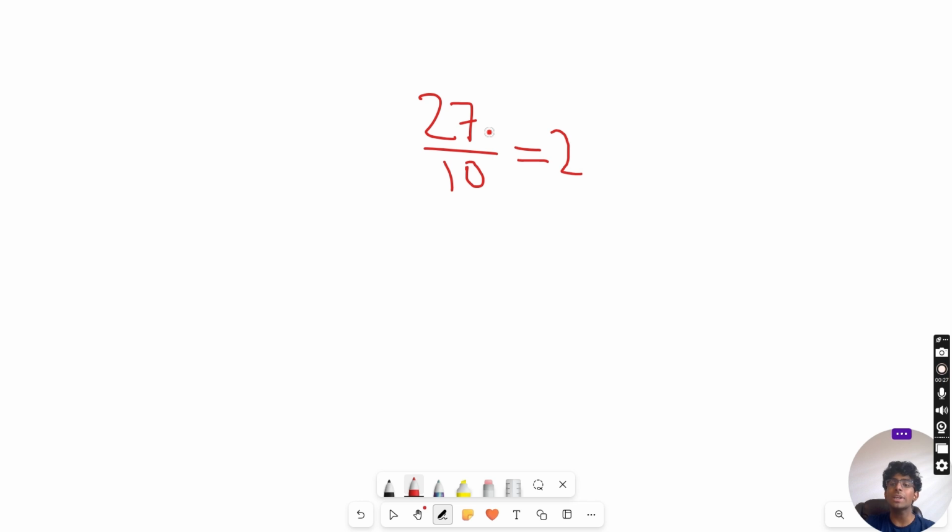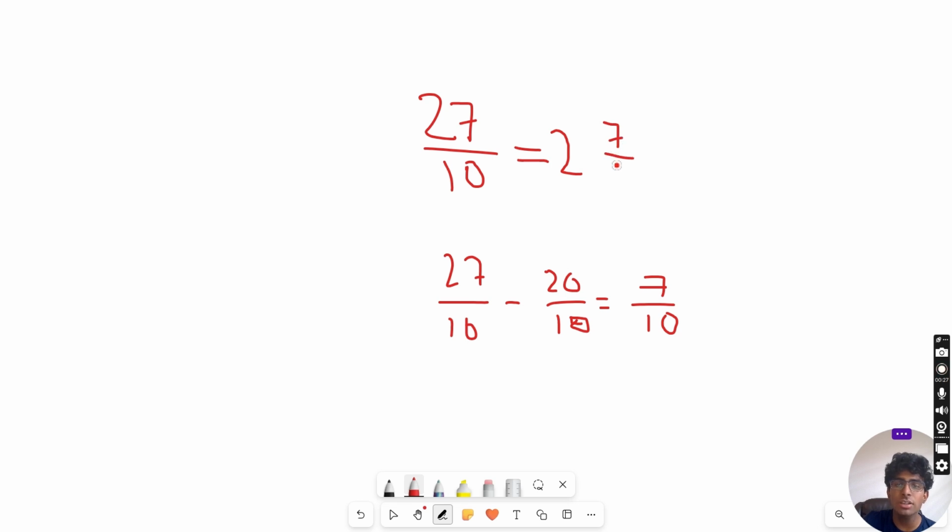So now, how do we get the proper fraction? Well, we just took out 2, right? 2 is the same thing as 20 over 10. So I do 27 over 10 minus 20 over 10. And remember, we're subtracting fractions, so we keep the denominator the same and just subtract the numerators. So we get 7 over 10. So that would be the proper fraction part that we're attaching to the whole number. So this is an example of a mixed number here. You have a whole number component right here, and you have your proper fraction component right here.